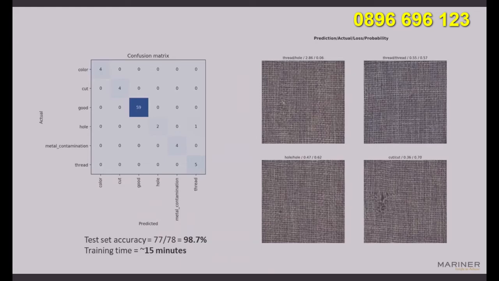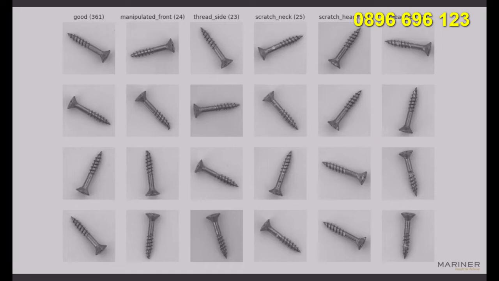So here are the results on that data set. We train in about 15 minutes, and we get one wrong. The one we get wrong is we mistake a hole for a thread, and that's the upper left image in that pane. So we get one wrong. And again, a very small data set. We're talking about tens of examples of defects here. Okay, let me show you one more.